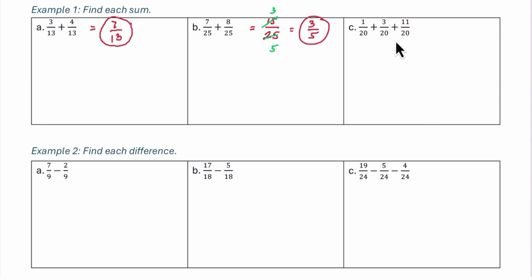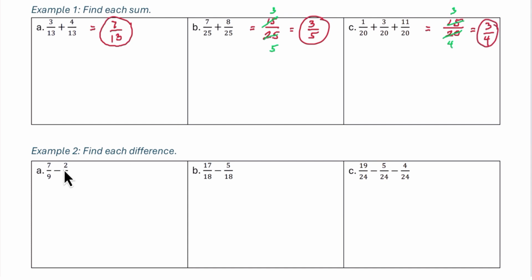In example C, we have 3 fractions. Recognize that they're all like fractions because we have a common denominator. So we know right away when we add, the denominator is going to stay the same. But we add the numerators. 1 plus 3 is 4, plus 11 is 15. Now that we've added, we can see if we can reduce this fraction. Notice 15 and 20 have a GCF of 5, so we can reduce. 5 goes into 15 3 times, 5 goes into 20 4 times. So when we simplify or reduce, we get 3/4.